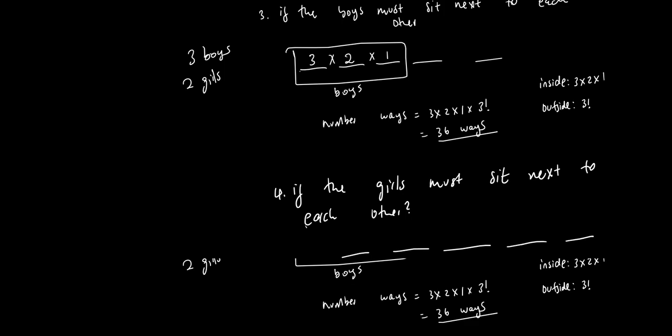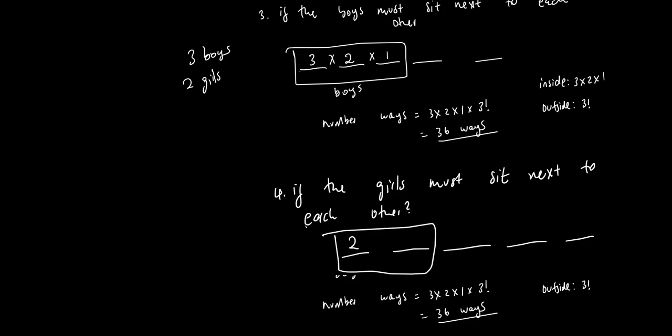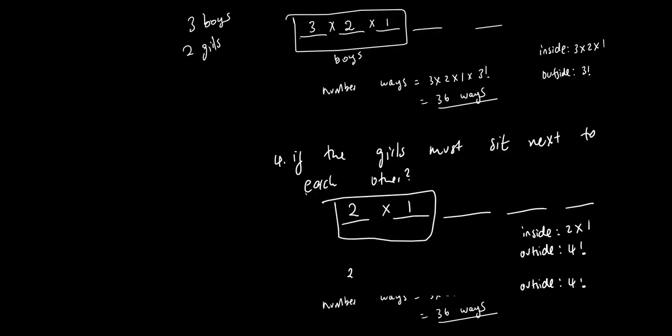5 again. Remember, you have 2 girls, so the box is gonna be for the 2 girls. Any of the girls can sit here, and then here I'll have 1 option. So inside the box, it's 2 times 1. What about outside? Outside we have 1, 2, 3, and then the box is the 4th. So you have 4 factorial. So the answer is going to be 48 ways.